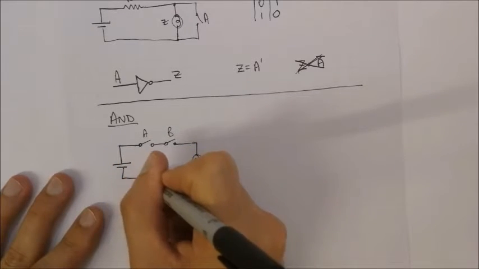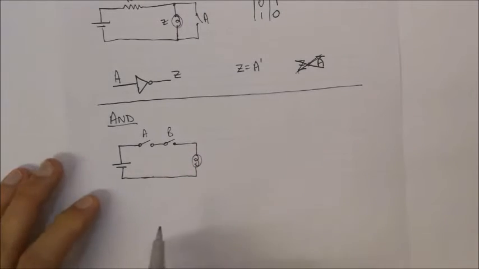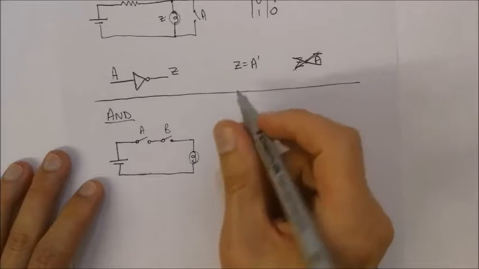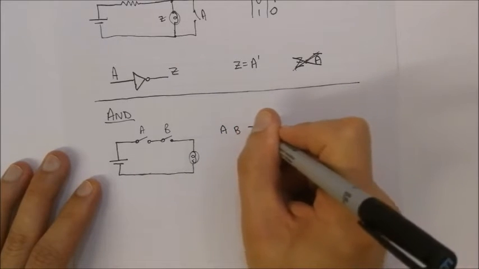Okay, so now that we've got two switches, we've got two inputs. The user can give two inputs. Okay, so therefore we're going to have a truth table that will have A, B, and Z.